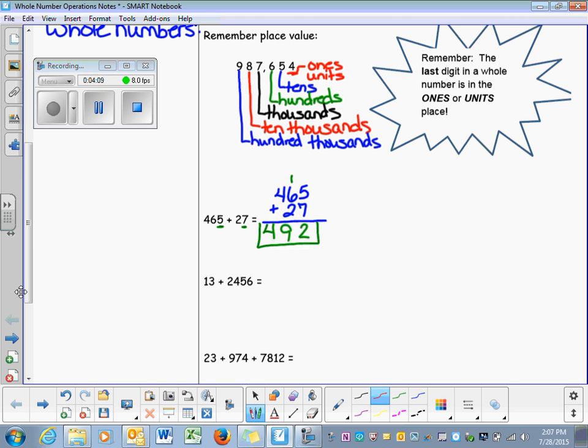So I look at my next problem. It's 13 plus 2,456. I've got the 3 in the ones place and the 6 in the ones place. So this is going to help me set up my columns. I like to put the number with the most digits on top. There's no mathematical reason for that. It's just the way I was taught when I was a little girl. So 2,456. And when I line this up, I need to make sure the 3 is under the 6 and the 1 is under the 5.